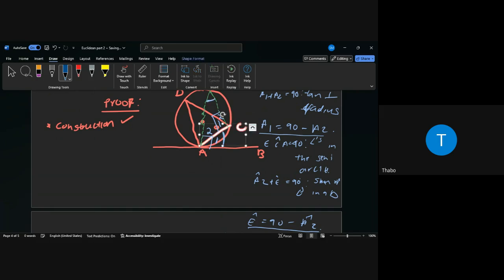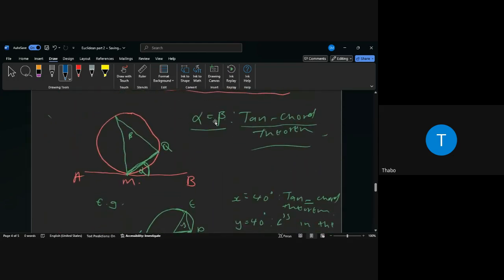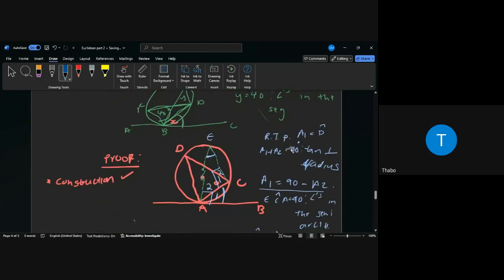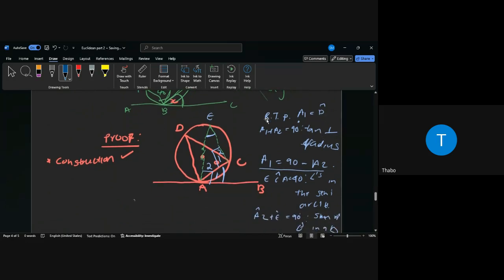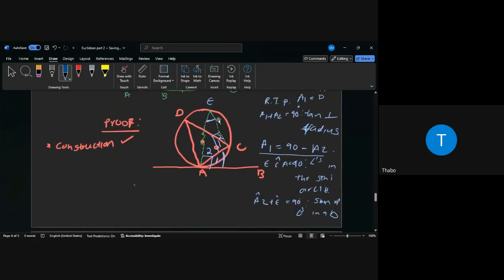Are we together, guys? Yes. A1 is equal to E. But we want to prove that A1 is equal to D, not E. The only way to get there is to find a way to prove that E and D are equal.